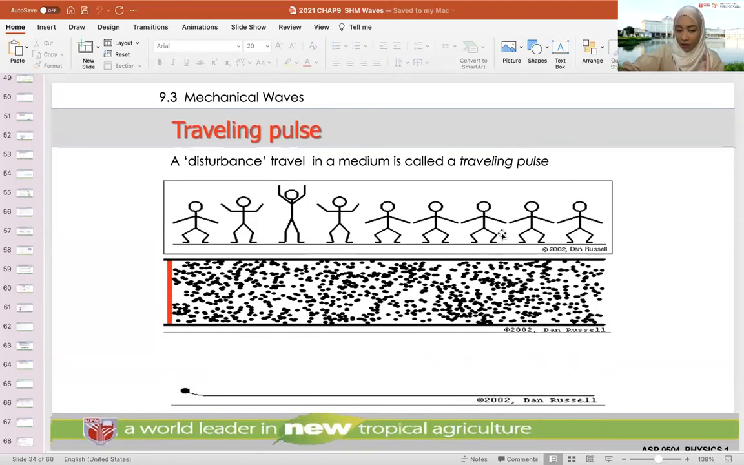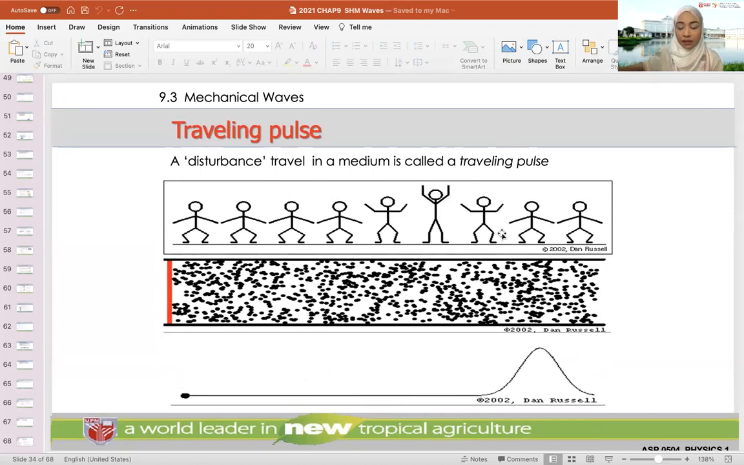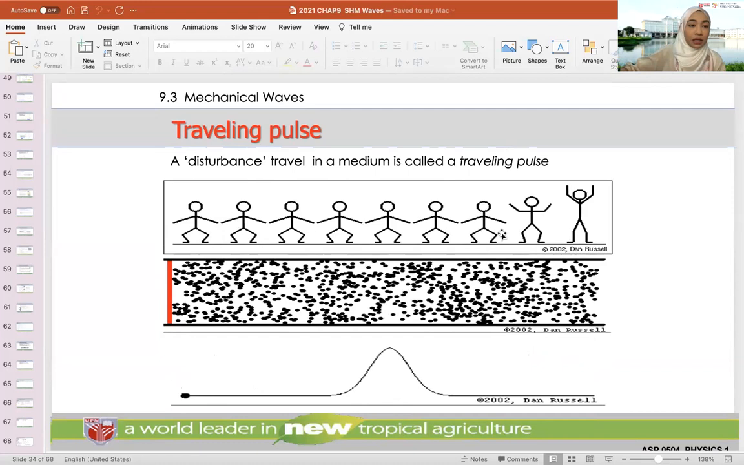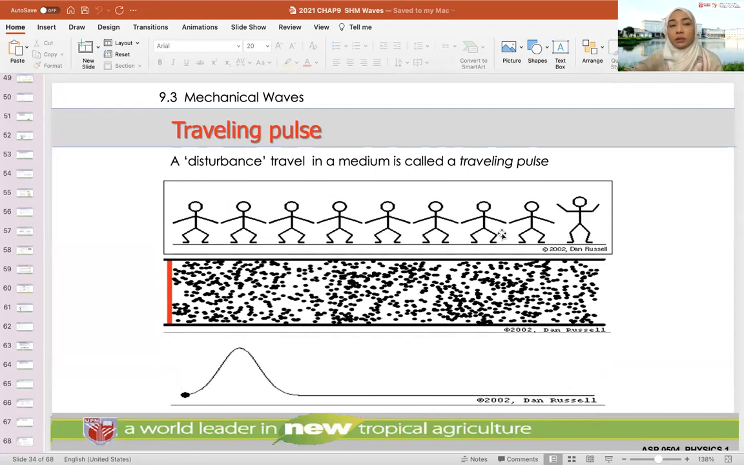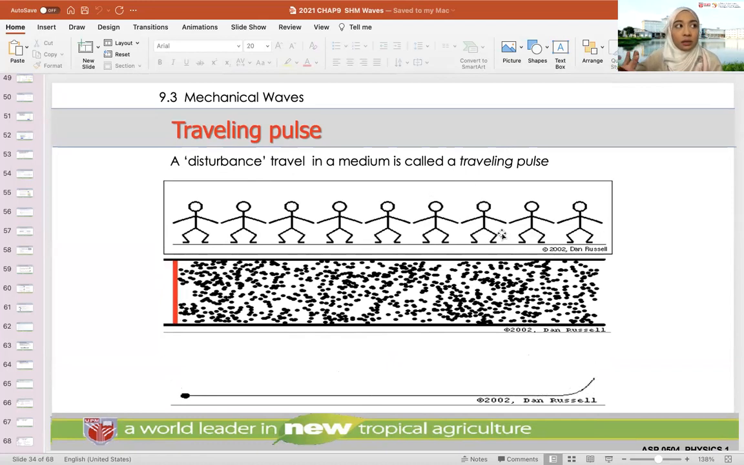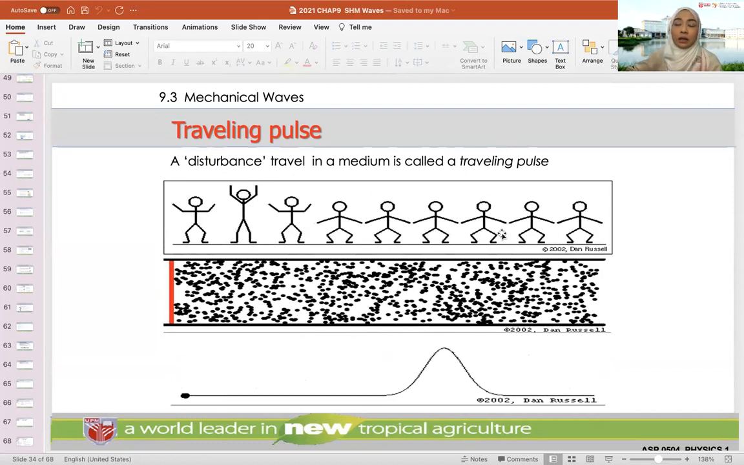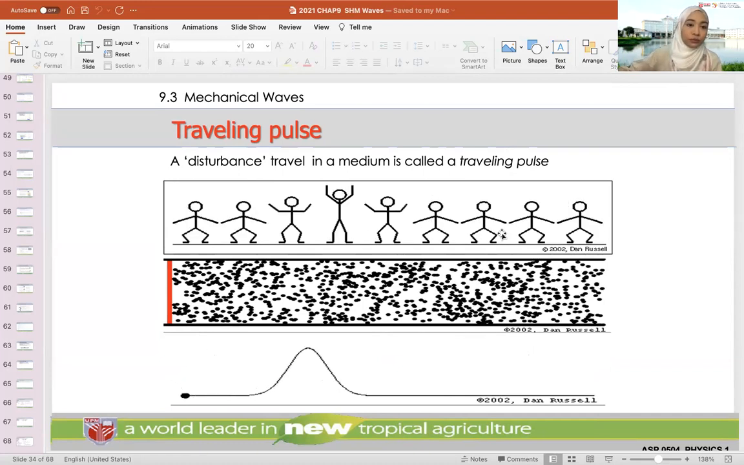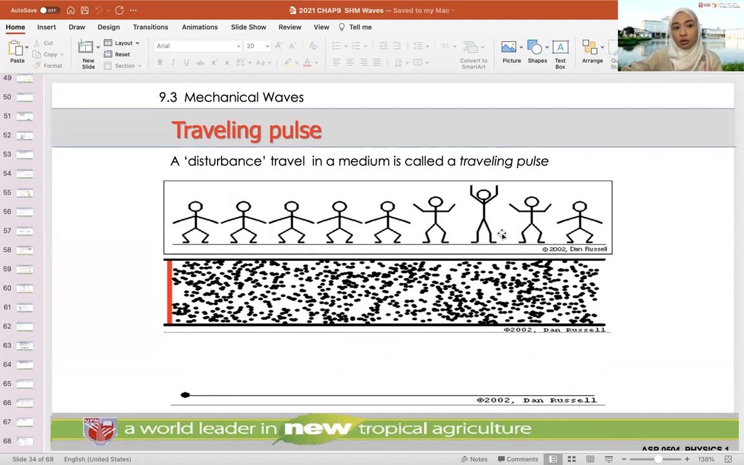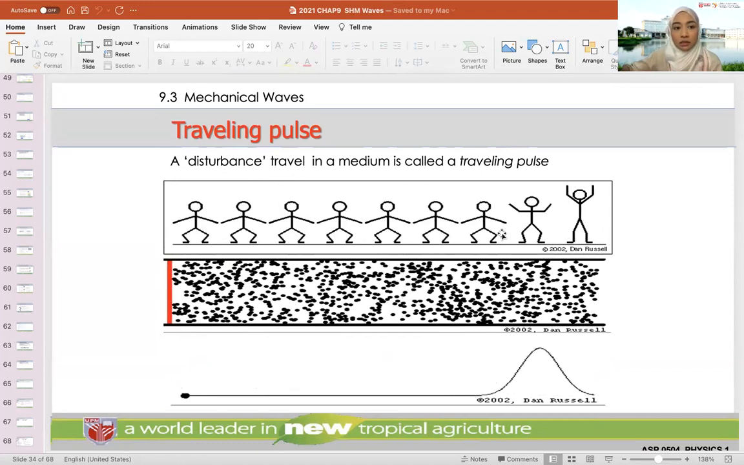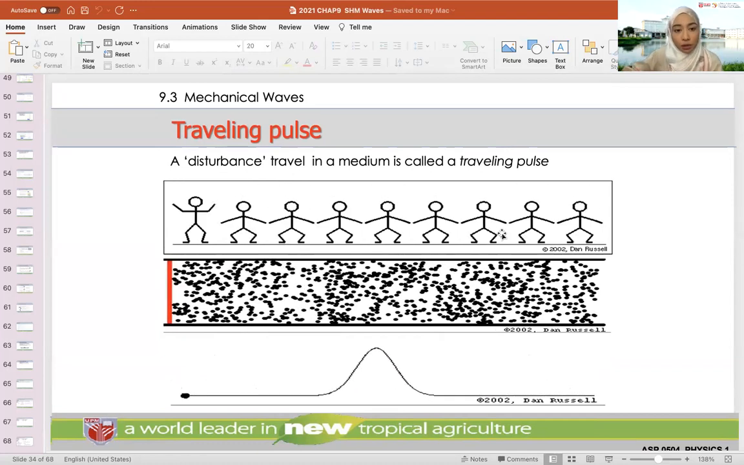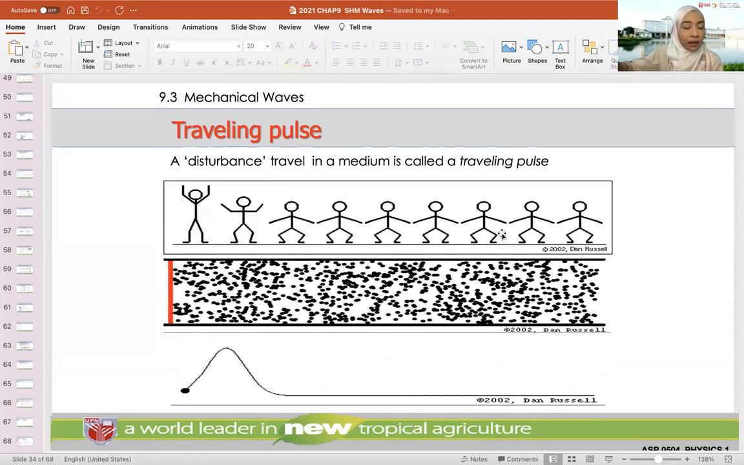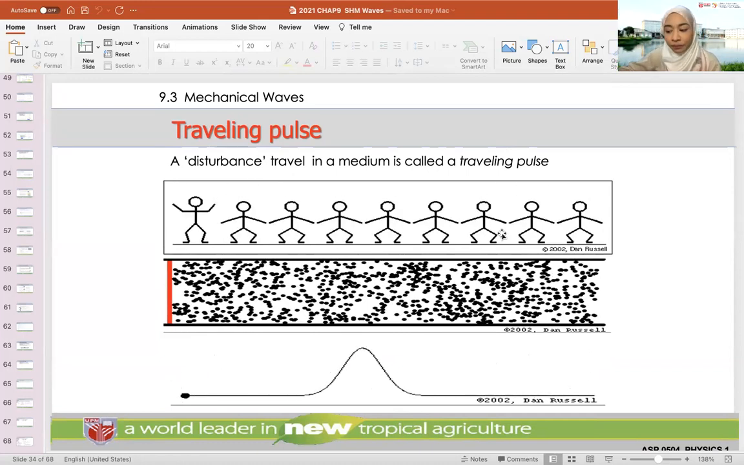Okay, good afternoon, everyone. We are continuing with chapter 9, which is on mechanical waves. So yesterday we talked about simple harmonic motion, and then we talked about the spring mass system, and also the pendulum. We proved that a spring mass system, either horizontal or vertical, is a simple harmonic motion system, and also a pendulum that travels at small angles is a simple harmonic motion system. When we know that they are simple harmonic motion, therefore we have certain equations that we can use and relate to those systems.